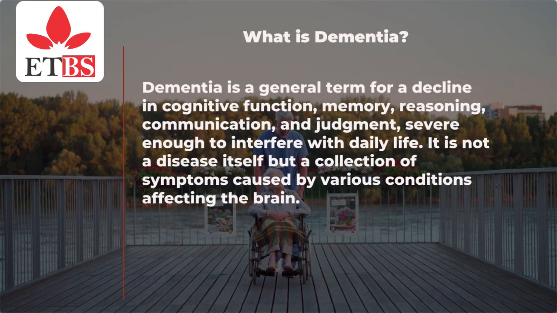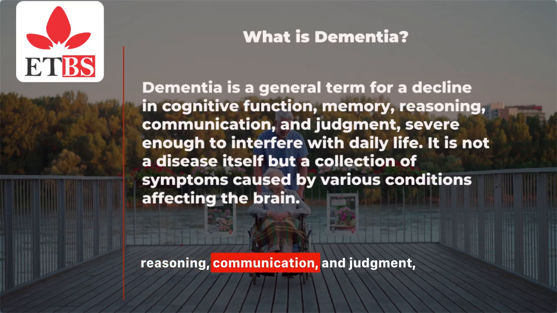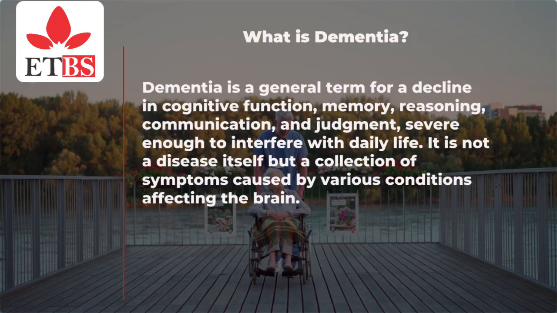What is dementia? Dementia is a general term for a decline in cognitive function, memory, reasoning, communication, and judgment, severe enough to interfere with daily life. It is not a disease itself, but a collection of symptoms caused by various conditions affecting the brain. Key points: it affects thinking, memory, language, problem solving, and emotional control. It is progressive and typically irreversible, often confused with normal aging, but it is not a normal part of aging.